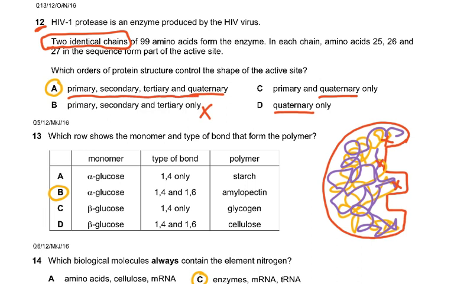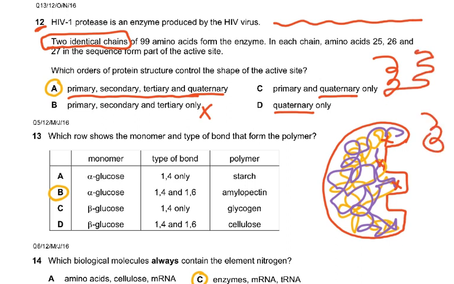The primary has to make the chain, and then there's a further folding, and then there's the final folding, which is going to take the shape of a globular protein. And because there were two chains, that's why it will be the quaternary structure. If there was only one chain, then we would only talk about the primary, secondary, and tertiary structure.